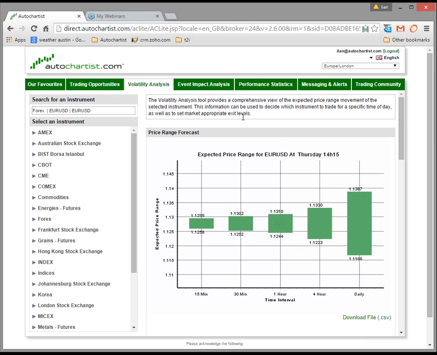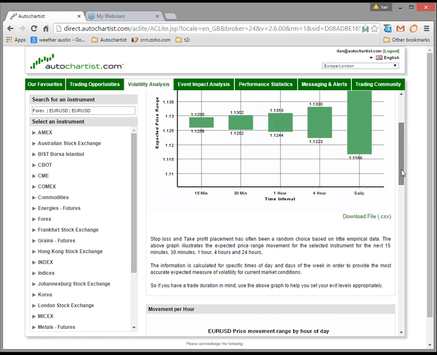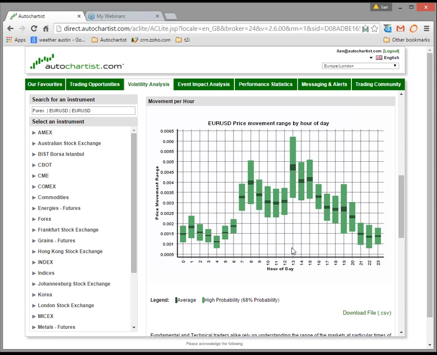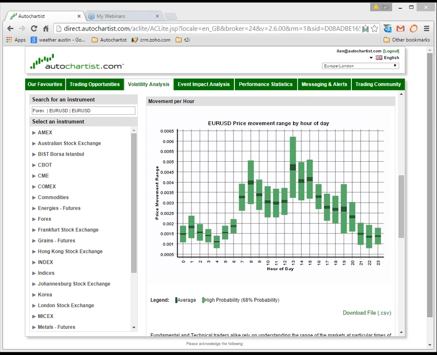What the volatility analysis section does is it provides you an indication of the amount of movement you're expecting for a certain instrument. Let me start in the middle of the screen with the euro dollar. What this gives you here is the expected price movement range of euro dollar over every hour of the day. You can see the hour of the day at the bottom, 0 to 23, and you see the price movement on the left.